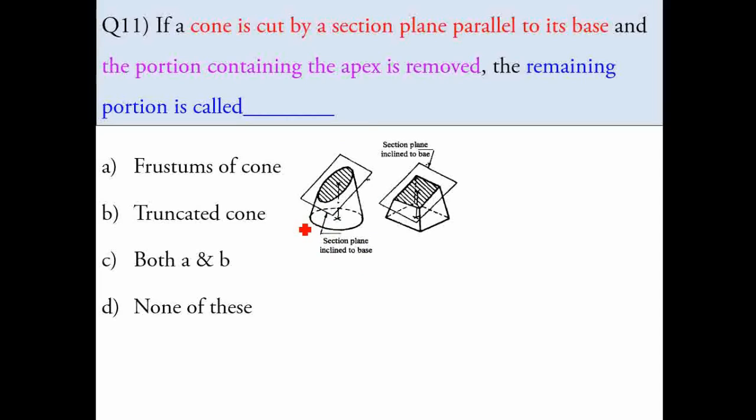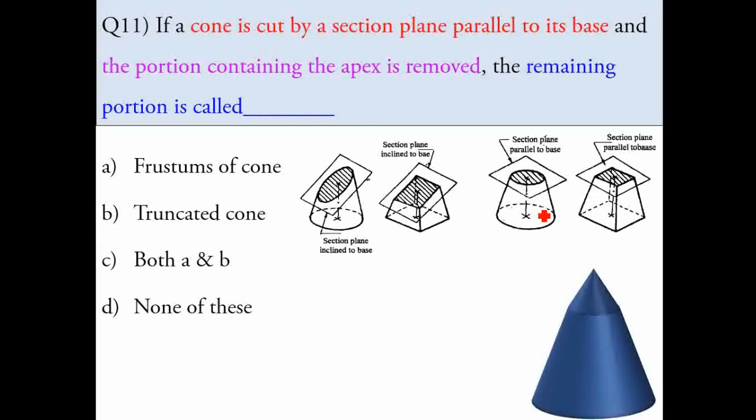But in the question, the cutting plane is exactly parallel to the base. So if you observe the conical or pyramidal object cut by an imaginary cutting plane which is exactly parallel to its base, then the apex portion is removed. In this 3D view, this is the conical object, and suppose it is cut here with a cutting plane exactly parallel to its base. Then the object gets divided into two parts.